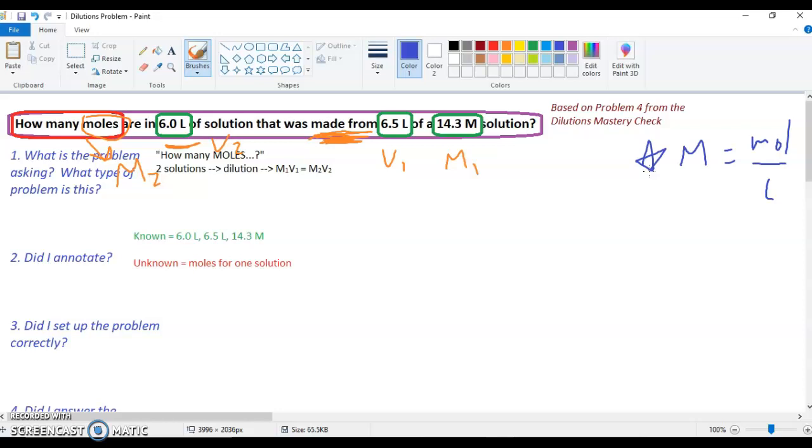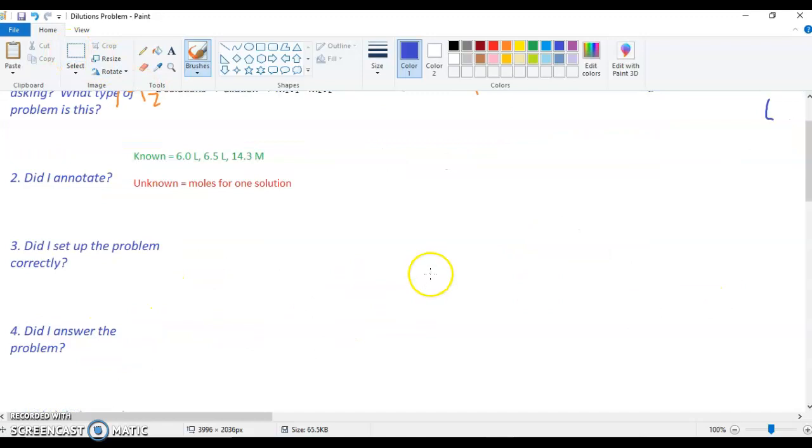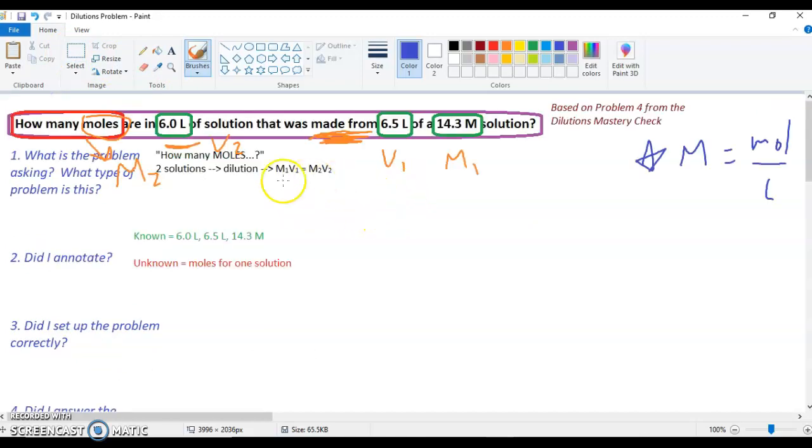All right, so now my next step is writing out my equation. And that's step number 3, setting up the problem correctly. So we know that we're going to be using this equation, M1V1 equals M2V2. We've identified what everything is, and so we need to set it up.